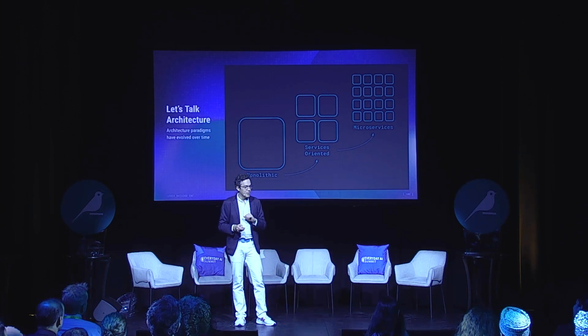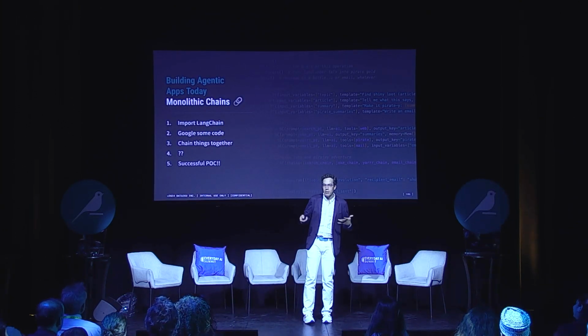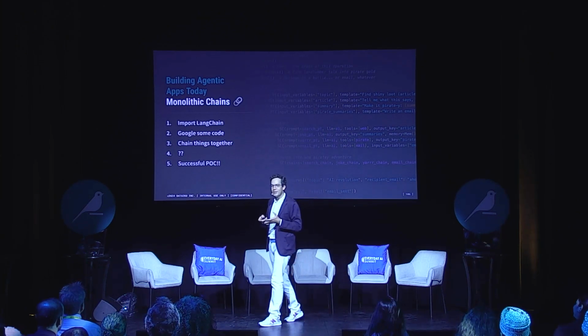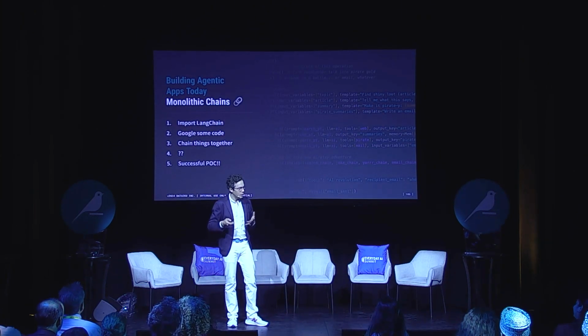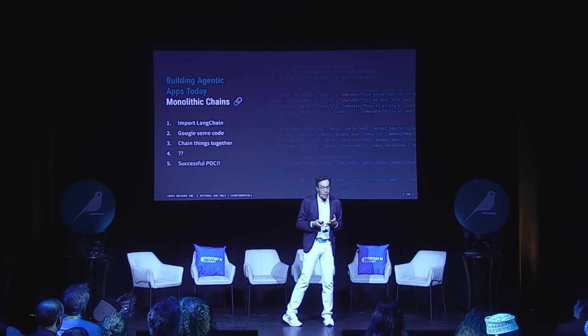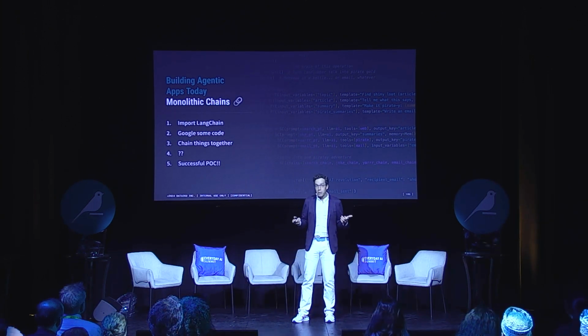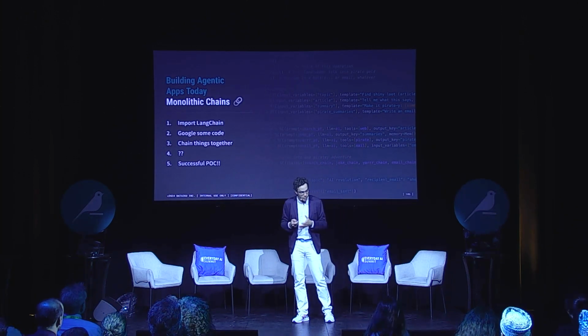So where are we at in terms of building agentic applications? Where are we at on this evolution? Well, of course, we're building monolithic applications. We call them chains in some cases because that sounds cool and it makes it sound like we're doing something new. But today, the predominant way of building an agent is you're going to probably start by importing LangChain, which works very well.